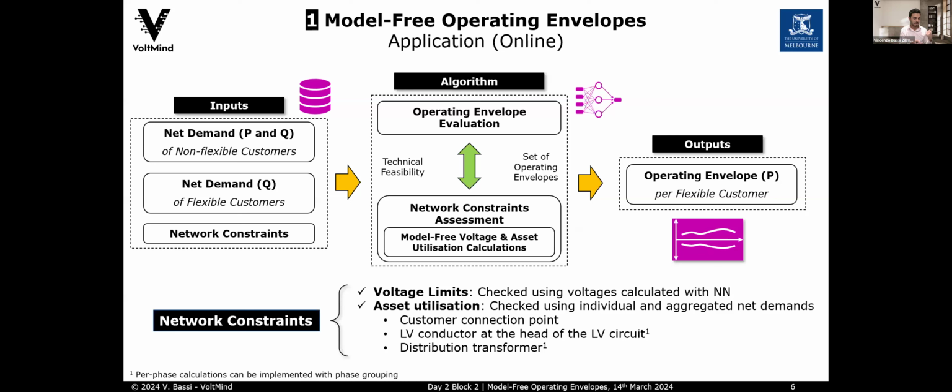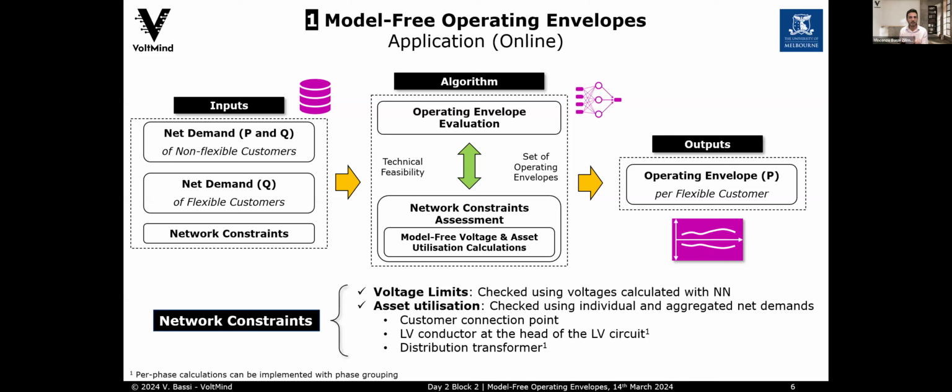And as I was mentioning before, these values can come either from operational AMI data, for instance, if we are calculating operating envelopes in near real time or 5 minutes ahead, 10 minutes ahead, and so on, or from forecasts if we are calculating operating envelopes well in advance, so for instance, hours or days ahead. Furthermore, we are going to need the network constraints, which correspond to voltage statutory limits, which come from the regulation, and the thermal capacity in kVA of the corresponding assets.